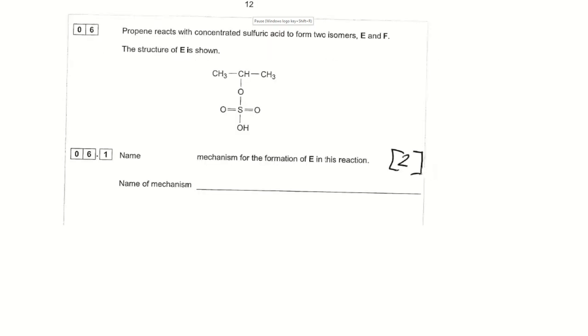Okay, this mechanism here, it is propene with concentrated acid. We can see it's just been added to it, so that you are aware of an addition reaction called electrophilic addition, and that is what it is. You study that, and this is just a variation on that. So you get a mark for electrophilic, a mark for addition.